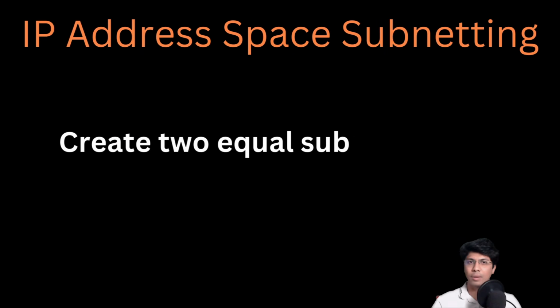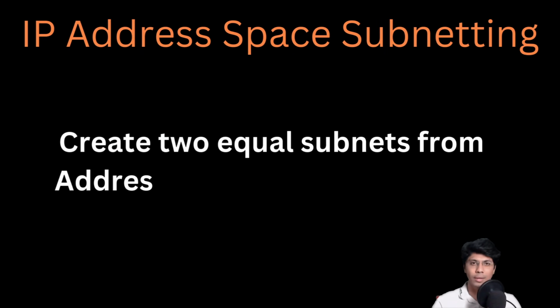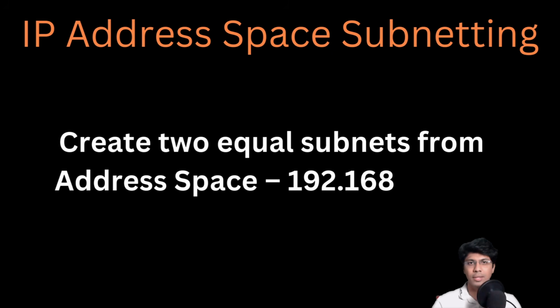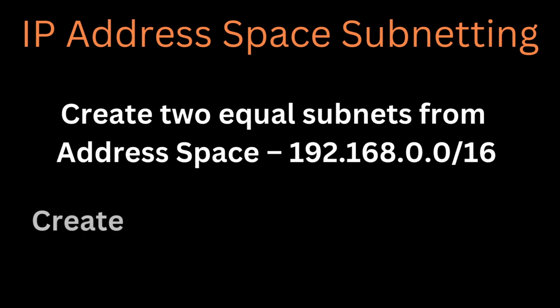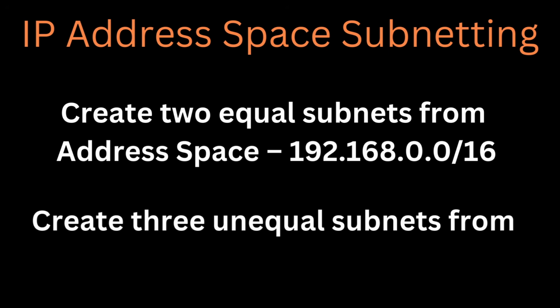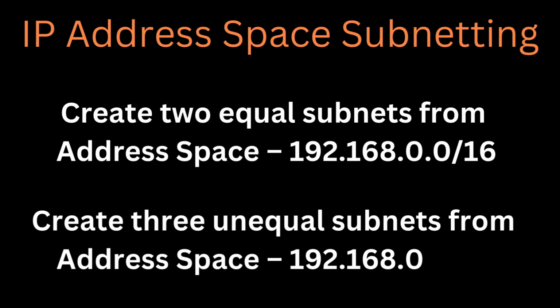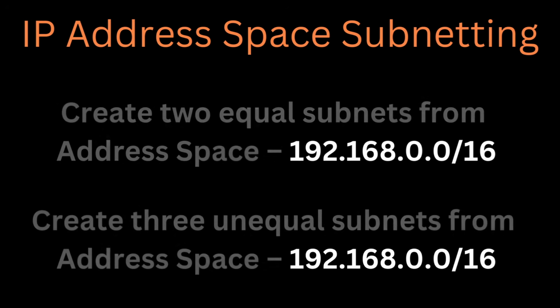As a part of the DevOps role, if you get a task to create two equal subnets in a VNet from the IP address space 192.168.0.0/16, or three unequal subnets out of the same IP address space. So, you identified the key factor here.